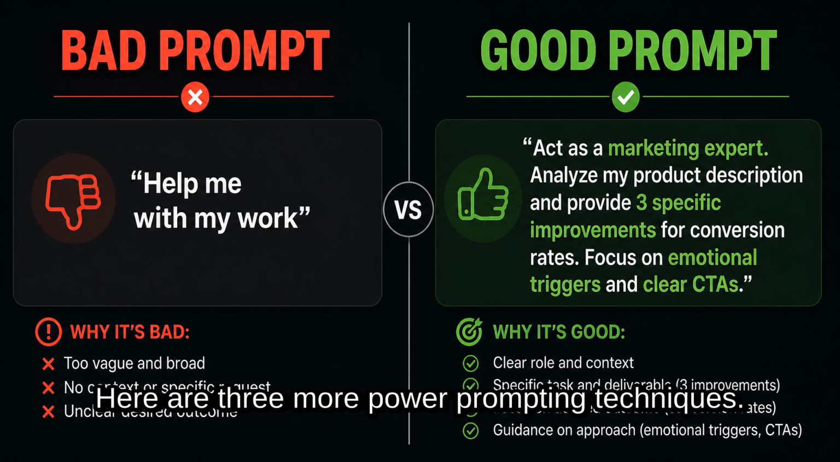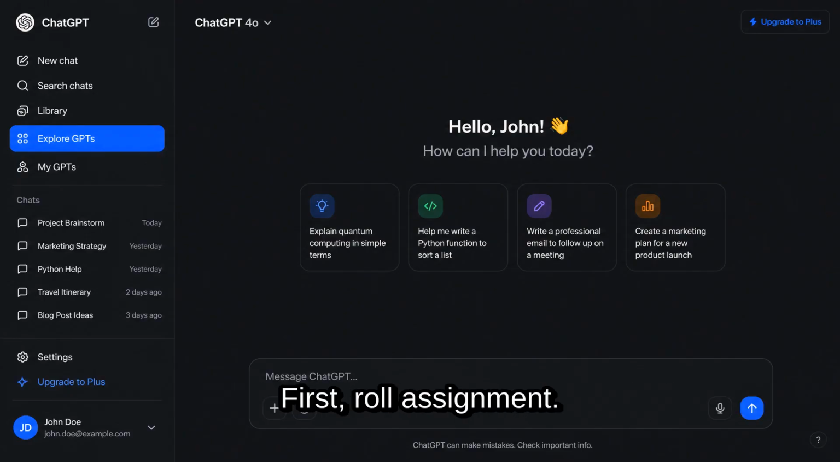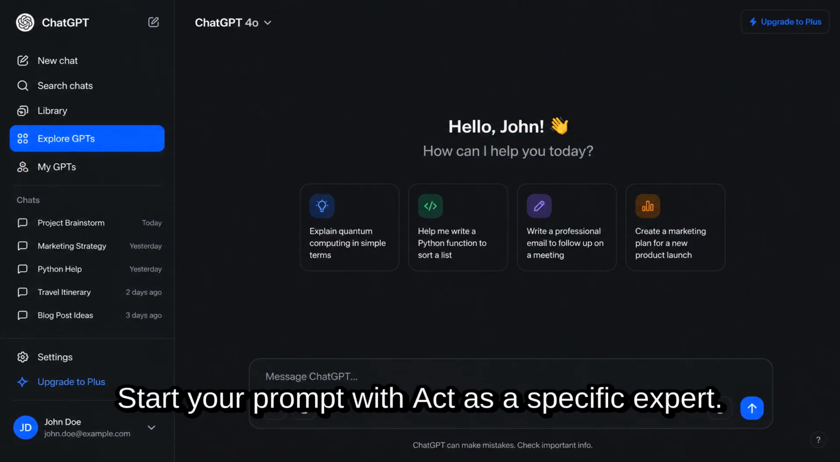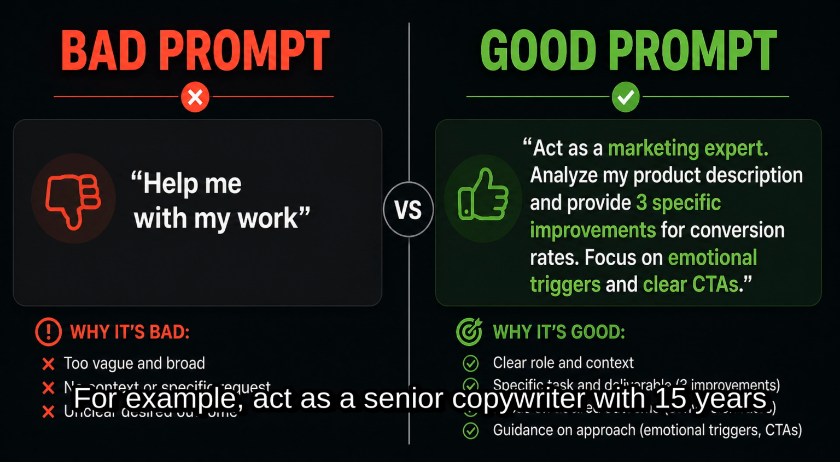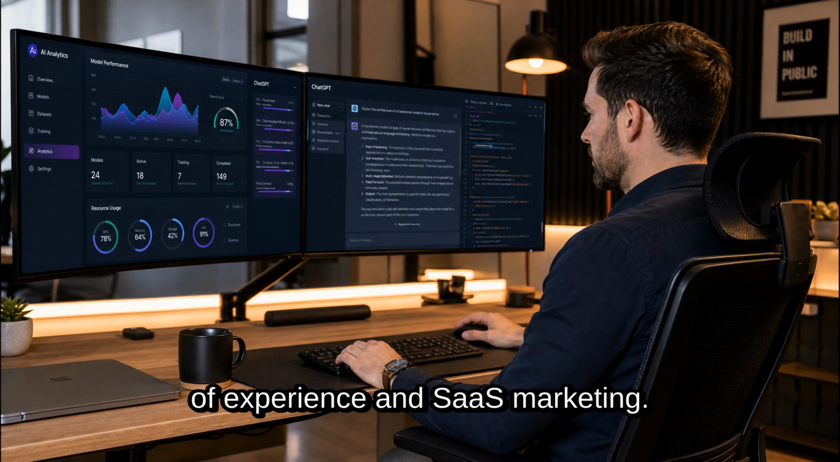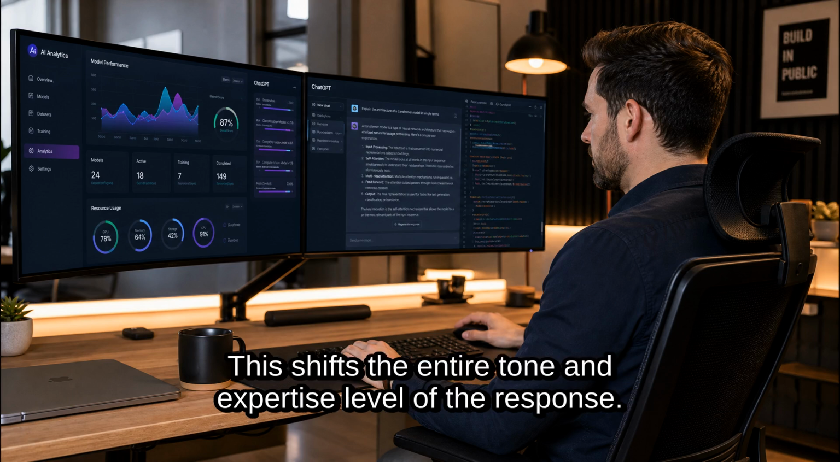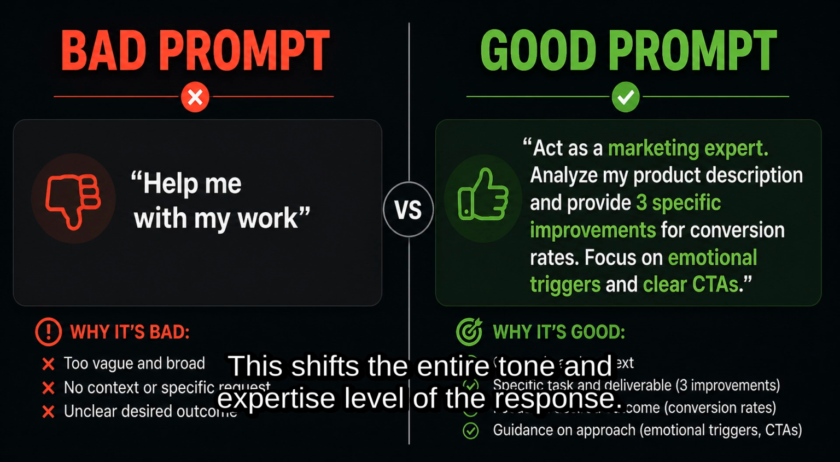Here are 3 more power prompting techniques. First, role assignment. Start your prompt with act as a specific expert. For example, act as a senior copywriter with 15 years of experience in SaaS marketing. This shifts the entire tone and expertise level of the response.